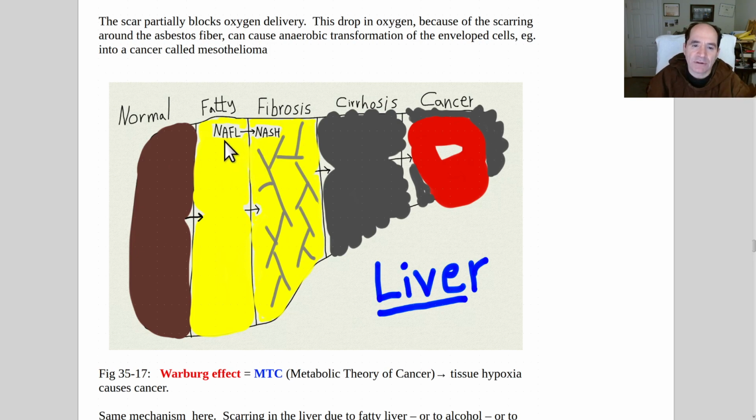So NAFL is non-alcoholic fatty liver. When it becomes inflamed, non-alcoholic steatohepatitis, steato means fat, hepatitis, now you're going to have fibrosis, and that can progress all the way to full-blown cirrhosis. And this is now becoming a more and more common indication for liver transplant. Okay, but what I'm saying is the inflammation leading to scar tissue, collagen being laid down in the liver, leads to cirrhosis. That'll cause tissues to become ischemic, and that will increase your risk of cancer.